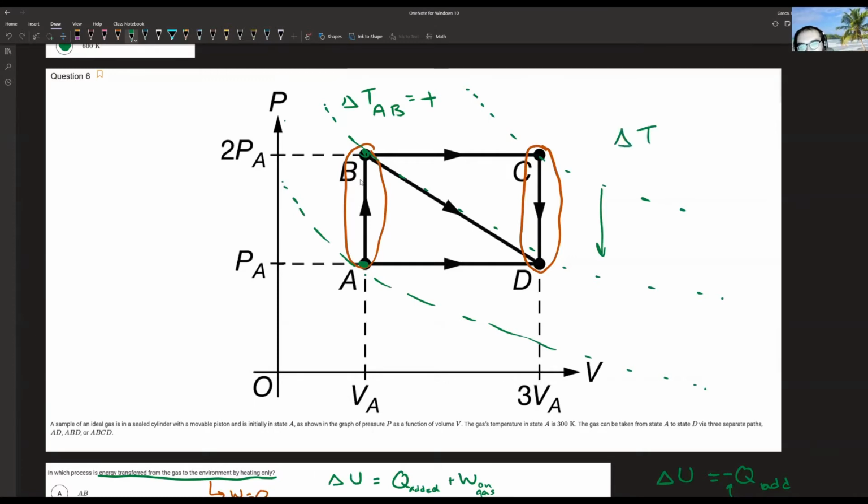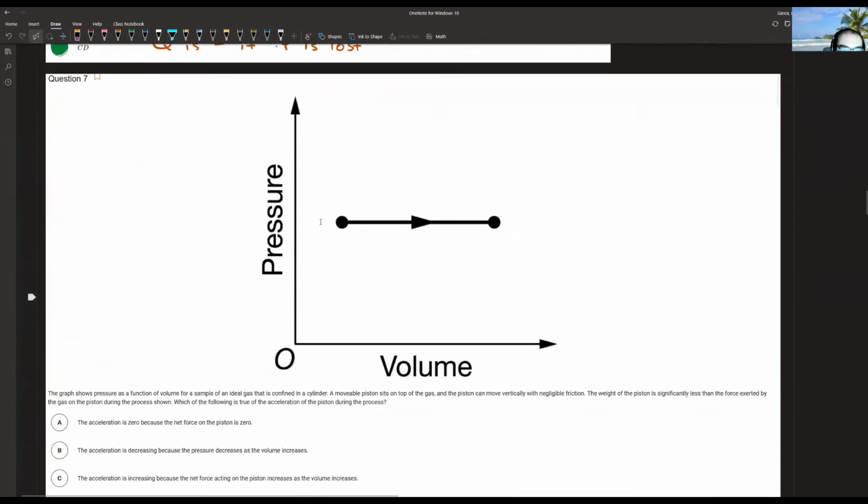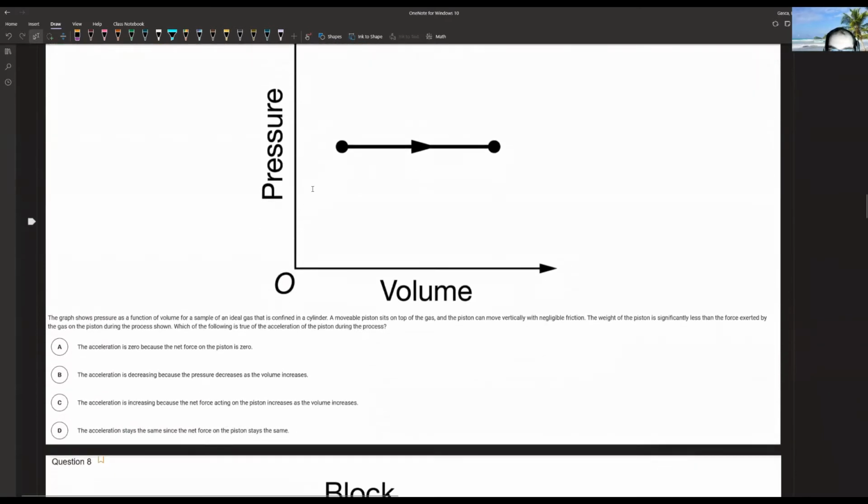So the change in temperature from C to D is going to be negative. And so there's our answer. C to D is the process by which we give heat to the surroundings if we are the gas. Go ahead and look at number 7.